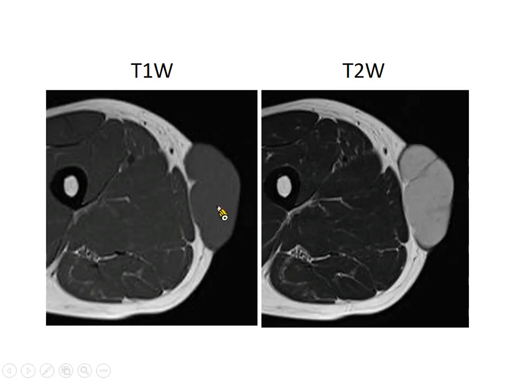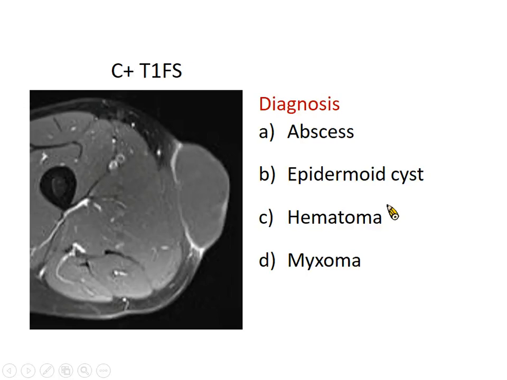This is a clear lesion with fluid containing, very sensitive to fluid containing pulse sequence with septum. And it should not be abscess because we don't see any plurifocal inflammatory changes of the soft tissue. And it could be an epidermoid cyst, and the right answer is epidermoid cyst.